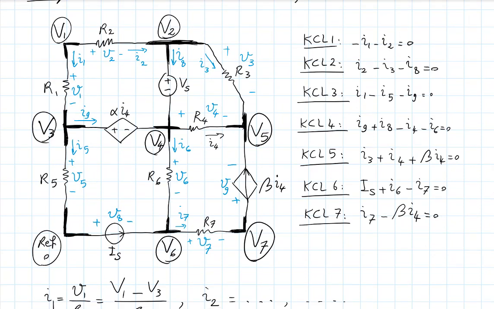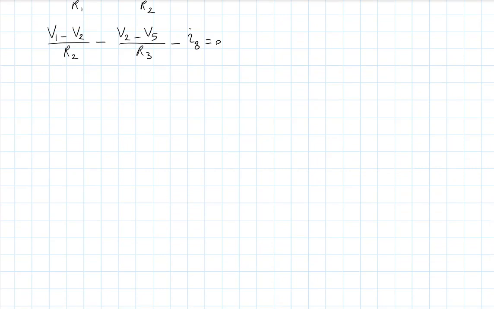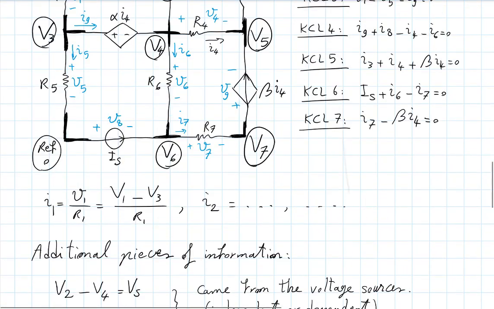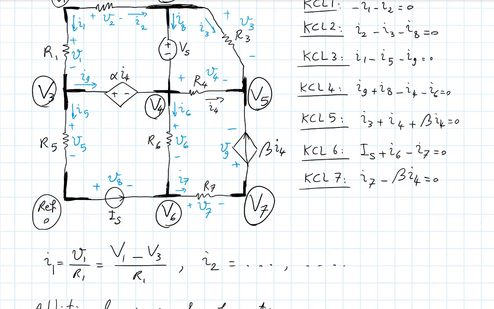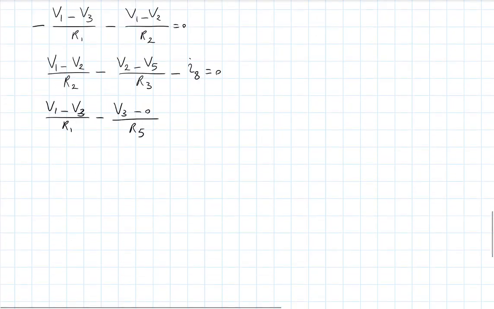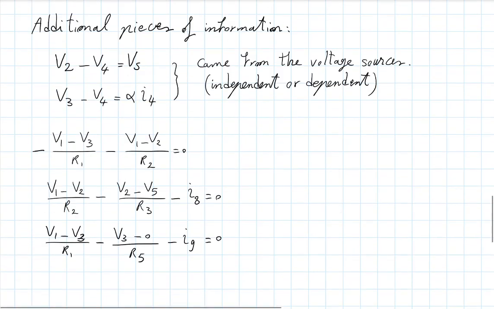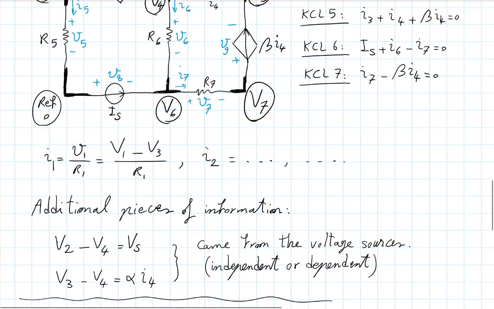Next KCL, I1, which we have from before, V1 minus V3 by R1, minus I5. Now I5 is little V5 divided by R5. And little V5 is V3 minus the reference voltage, which is 0. So V3, capital V3, divided by R5. So I1, which is V1 minus V3 by R1, minus V3 minus 0 by R5. Okay, minus I9. And I9 again is something that we have to keep, as we just discussed. So they're basically just replacing things into the KCLs.